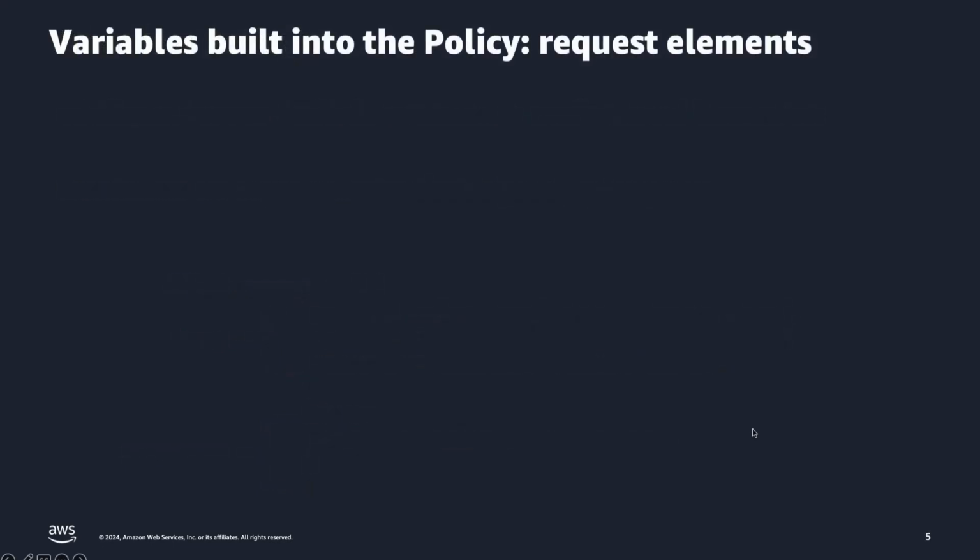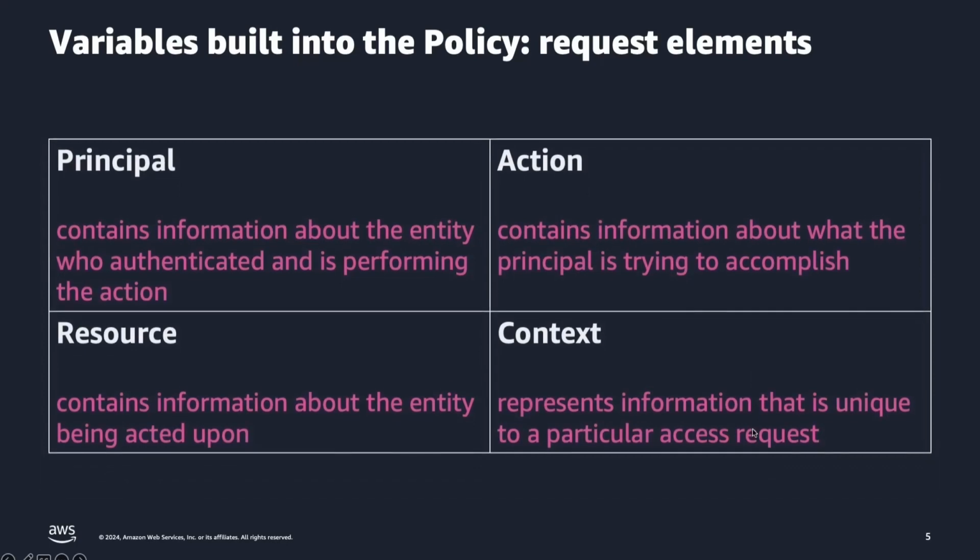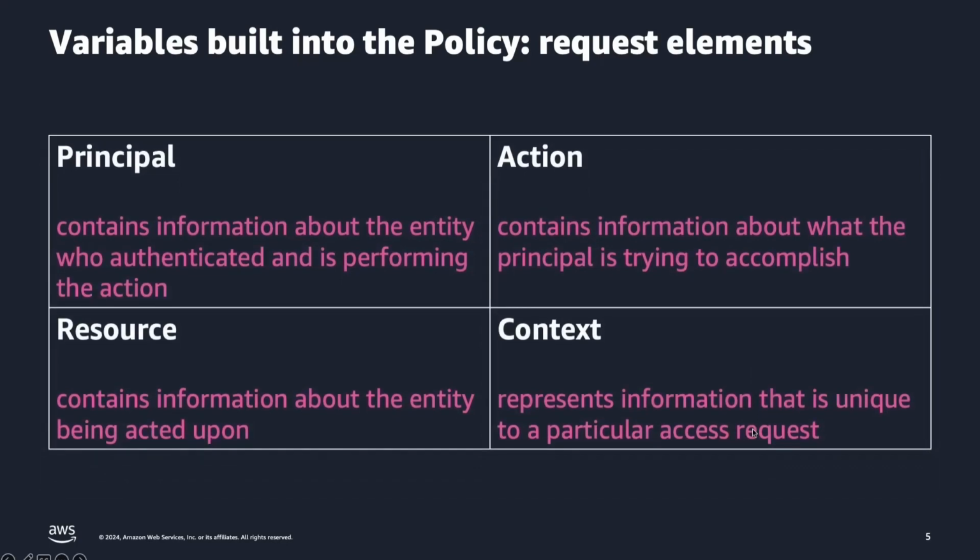To represent this data, Cedar provides four variables that are built into the language. These variables are principal, action, resource, and context. Principal contains the information about the entity that is authenticated and is performing the action. Action contains information about what the principal is trying to do. Resource contains information about the entity being used. Context represents information that is unique to a particular access request.